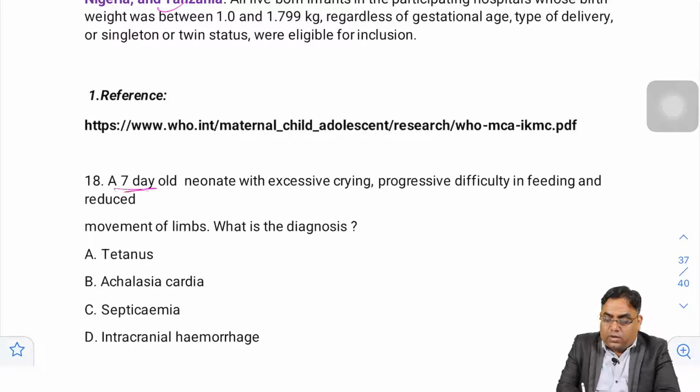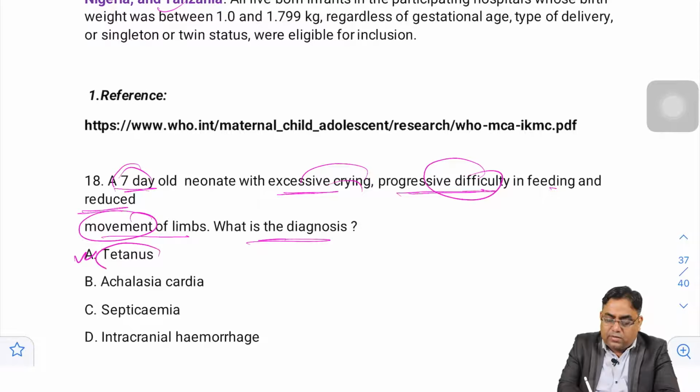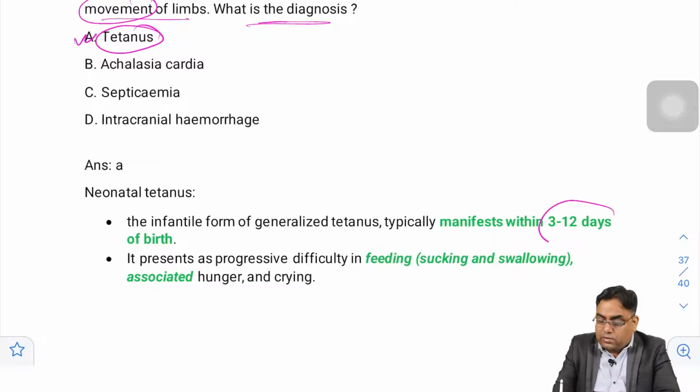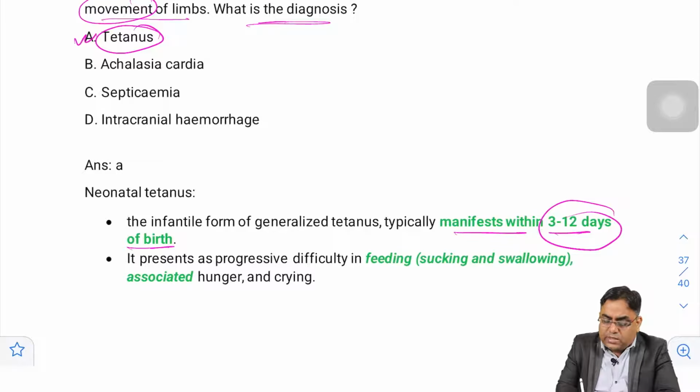A 7-day-old neonate with excessive crying, progressive difficulty in feeding and reduced movement of limbs. What is the diagnosis? Excessive crying on day 7, progressive difficulty, reduced movement. So, it is most likely tetanus. Okay. It typically manifests in 3 to 12 days, mostly roughly around day 8.